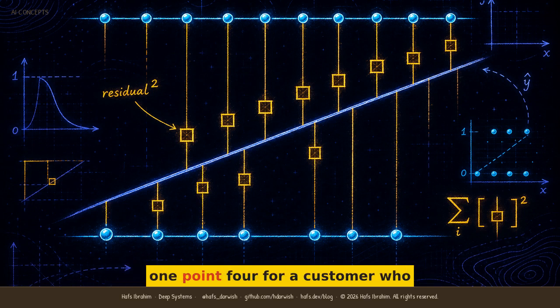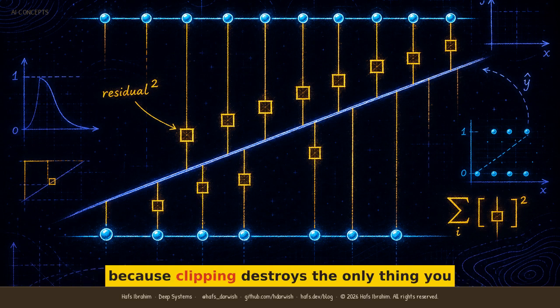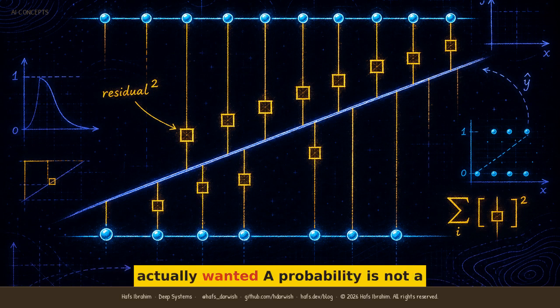And it will hand you 1.4 for a customer who is very likely to leave, because a straight line does not know it has been asked for a probability. You can shrug and clip it. Clamp anything above 1 down to 1, anything below 0 up to 0, and move on with your afternoon. That instinct is worth interrogating, because clipping destroys the only thing you actually wanted.